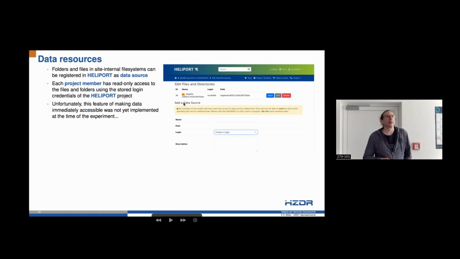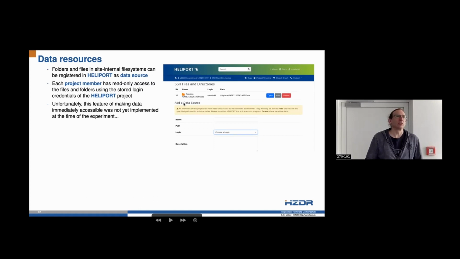All these folders and files on our HPC cluster can be registered in HELIPORT as a data source. And each project member, again, has a read-only access. But I mean, this is better than nothing, of course, to the files and folders using the stored login credential of the HELIPORT project.